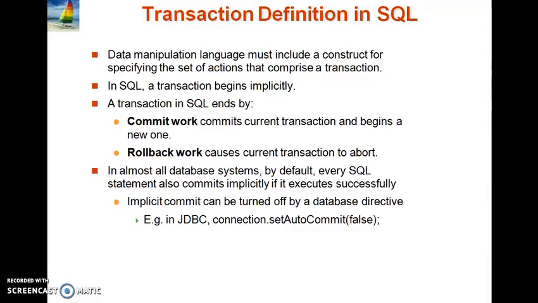In almost all database systems, by default, every SQL statement also commits implicitly if it executes successfully. Implicit commit can be turned off by a database directive. Example: in a JDBC connection, set auto commit to false.